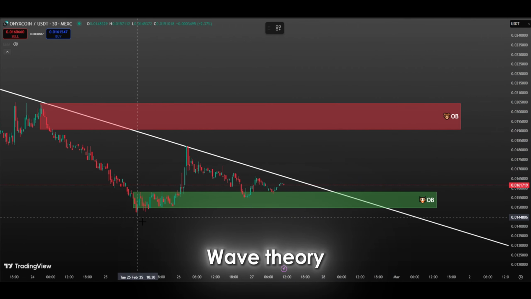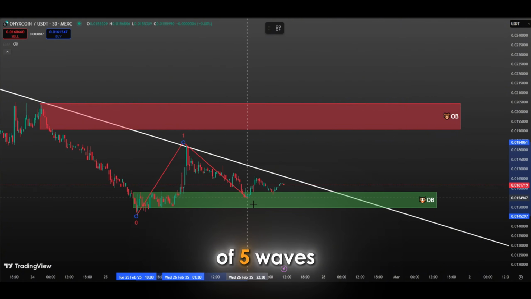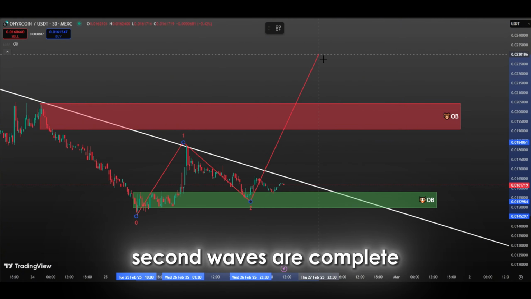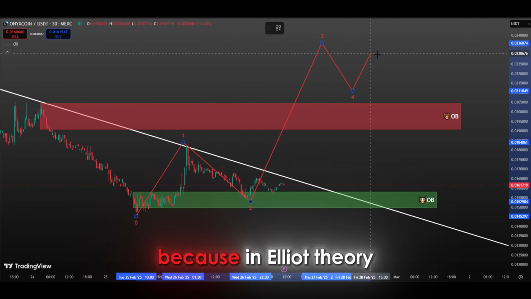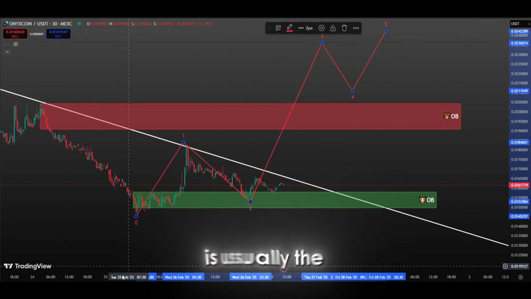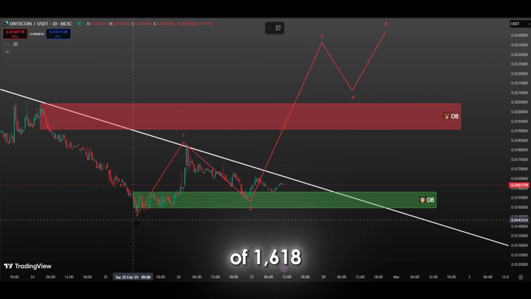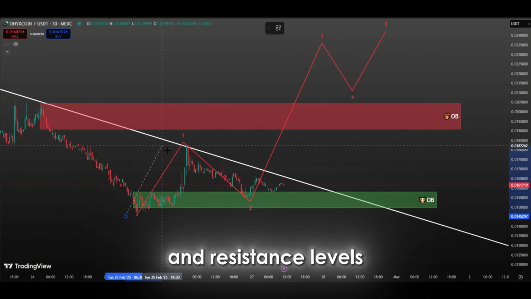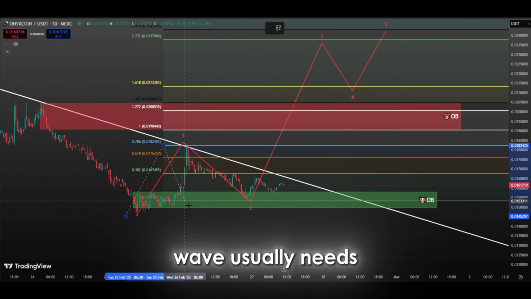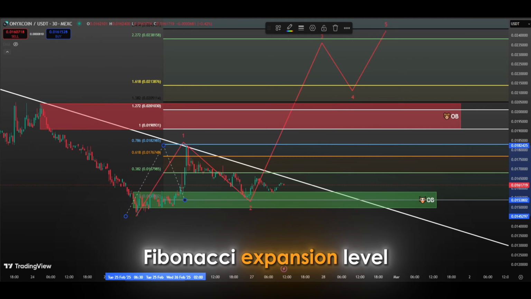According to Elliott wave theory, price movements usually form an impulsive structure of 5 waves. At the moment, the first and second waves are complete. The most critical point here is the formation of the third wave, because in Elliott theory, the third wave is usually the longest and strongest. The third wave should reach a minimum Fibonacci level of 1.618. Fibonacci ratios are important tools used to identify support and resistance levels in the markets, and the third wave usually needs to extend to the 1.618 Fibonacci expansion level.